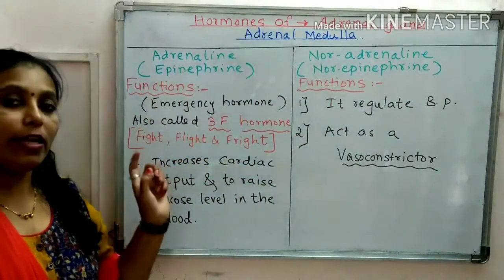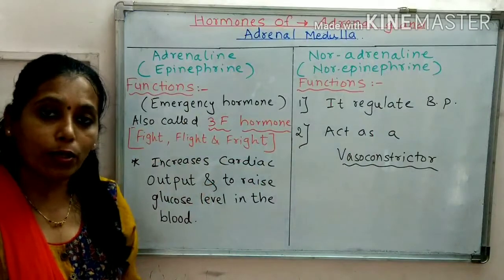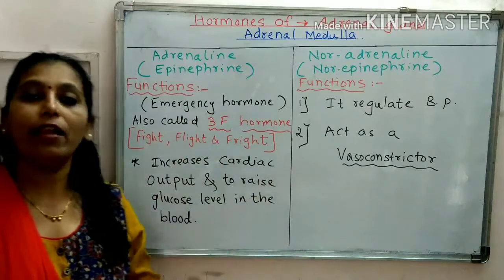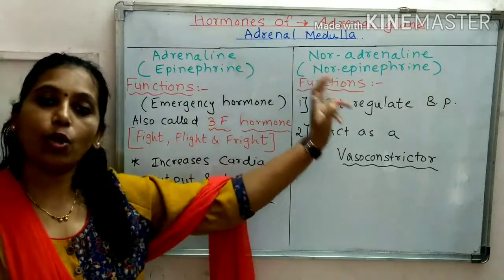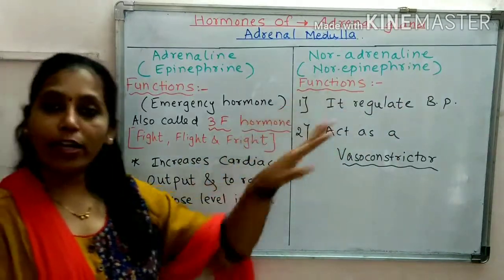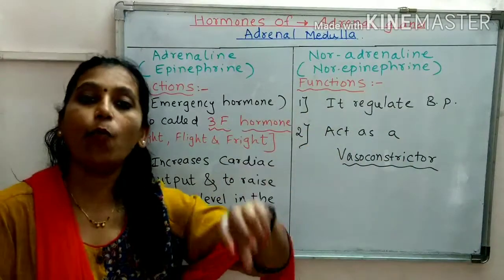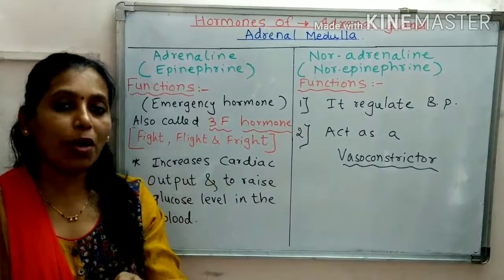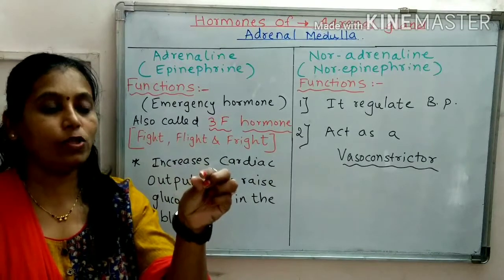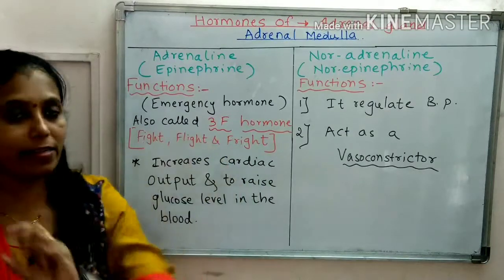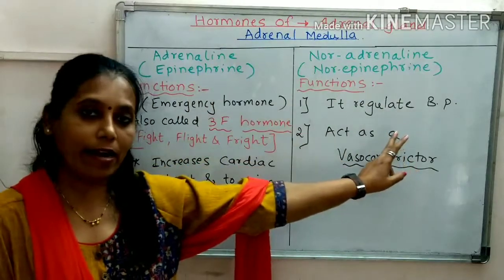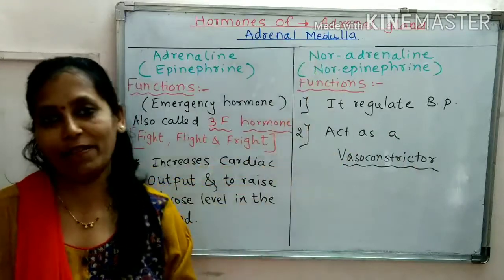Now this hormone increases the cardiac output during emergency situation, and it also increases the glucose level in the blood. Norepinephrine brings back the normal situation. It regulates the BP also, and it acts as a vasoconstrictor. Vasoconstrictor means what? It reduces the diameter of blood vessels so that the blood pressure increases. So this is all about the functions of adrenaline and noradrenaline secreted by adrenal medulla.